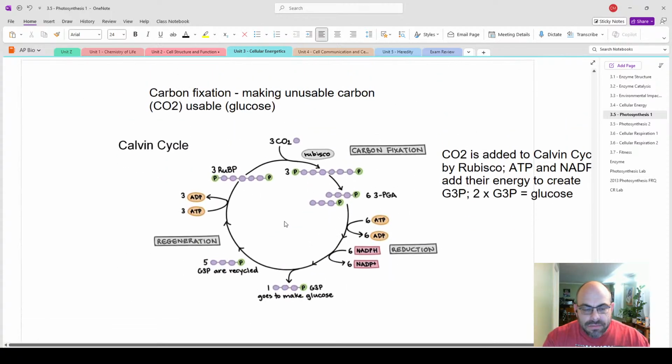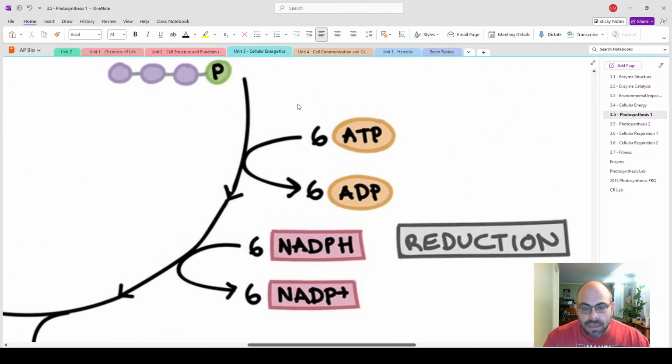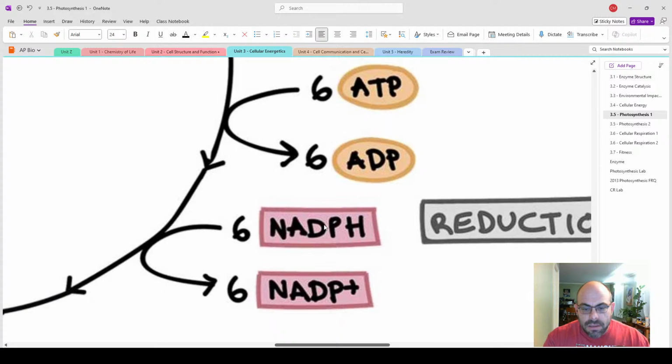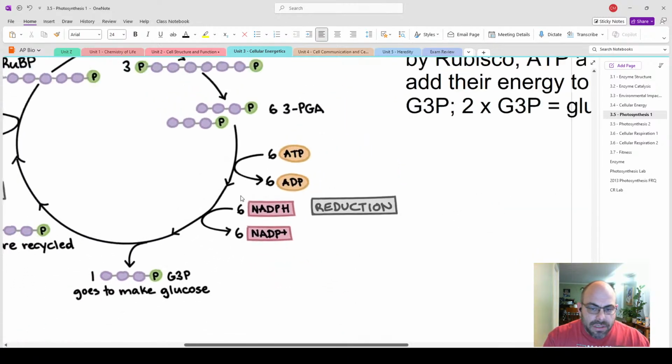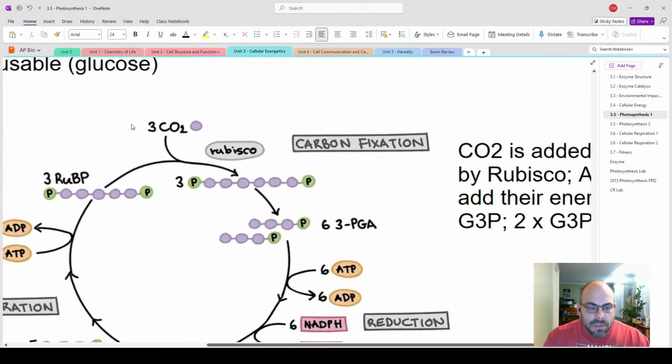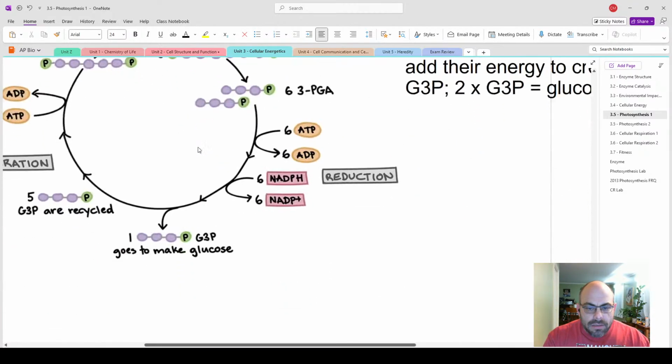So here's the Calvin cycle. And so the purpose of the Calvin cycle is to fix carbon, right? Take unusable CO2, make it into usable something else. And here are those things we made in light dependent, right? ATP, NADPH. They're going to be used here. We're going to talk about them in a second. So here's our CO2.